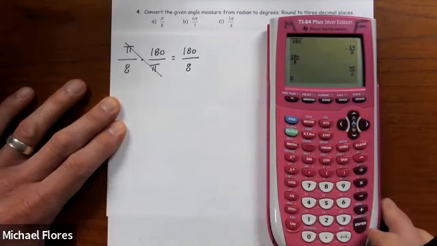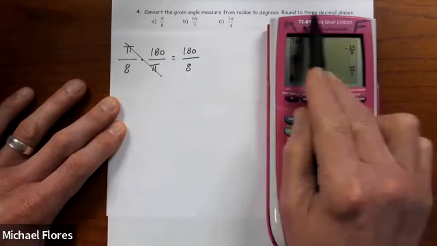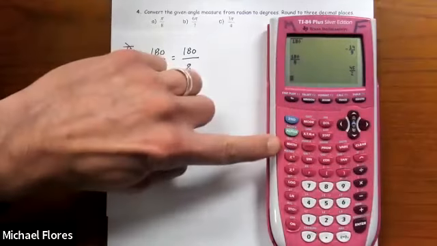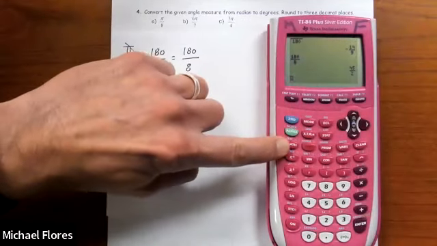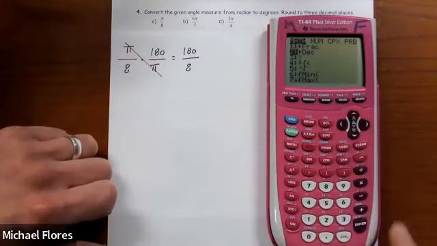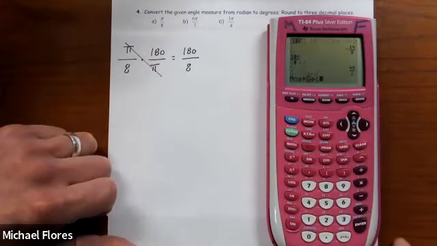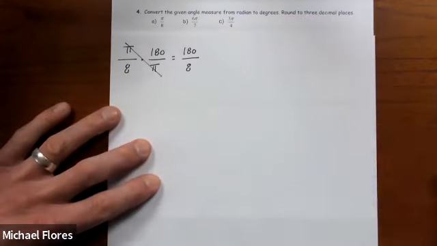I have 45 over 2. It says to round to 3 decimal places. So math, I'm going to hit that button. Scroll down to option 2 and select that. And then hit enter. 22.5 degrees.